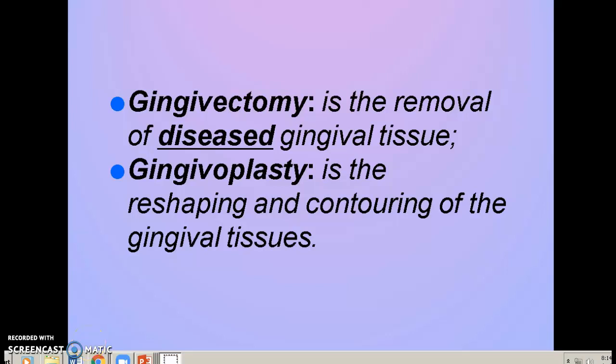All right, so we left off our last piece of the lecture, reminding you of what a gingivectomy and a gingivoplasty are. Remember, gingivectomy is the removal of diseased tissue, and gingivoplasty is the reshaping and contouring of gingival tissues, healthy or diseased.